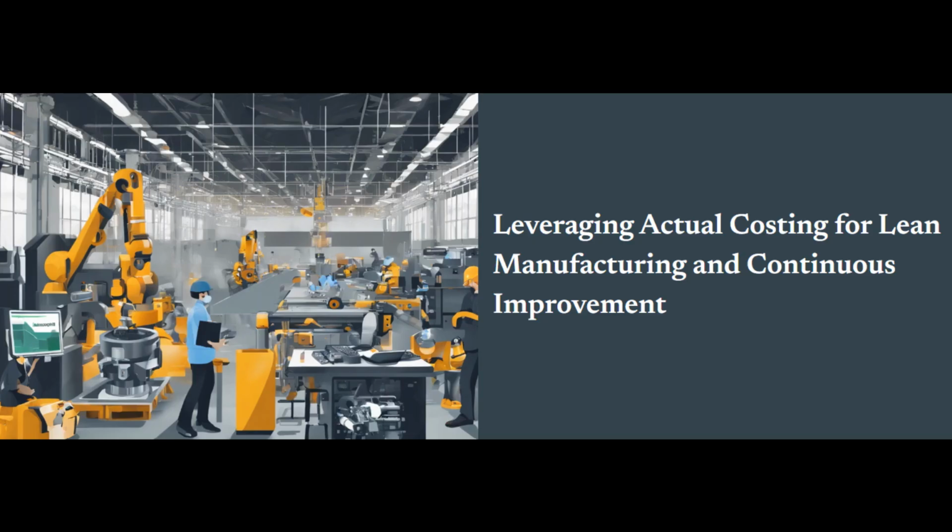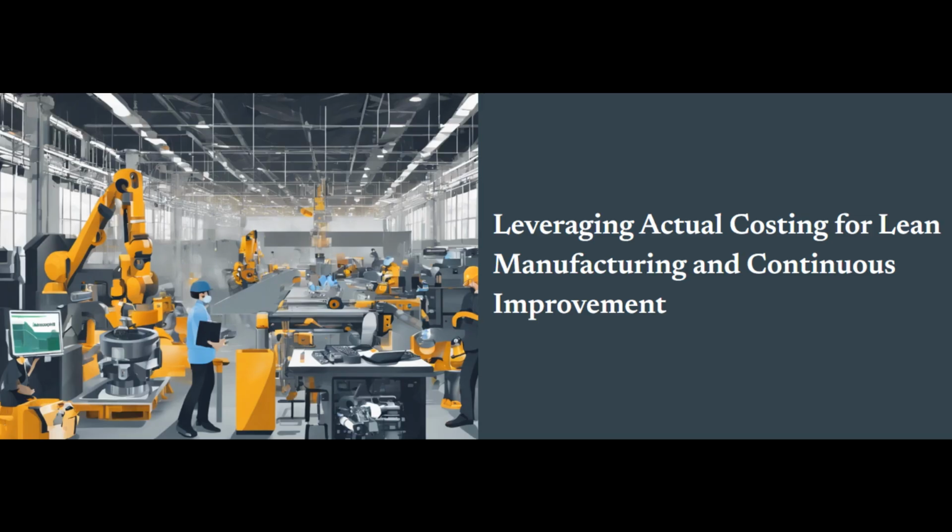This enabled the implementation of targeted Kaizen events and the elimination of non-value added activities, resulting in a 17% reduction in overall manufacturing costs. Optimize production processes. The integration of actual costing with lean manufacturing tools, such as value stream mapping and process simulation, allowed ABC Manufacturing to redesign its production workflows, implement just-in-time production, and enhance overall equipment effectiveness, leading to a 12% improvement in on-time delivery and a 9% increase in throughput.